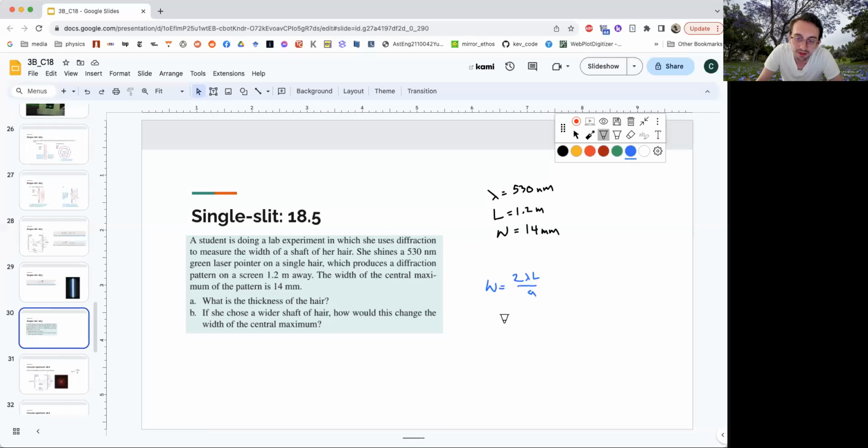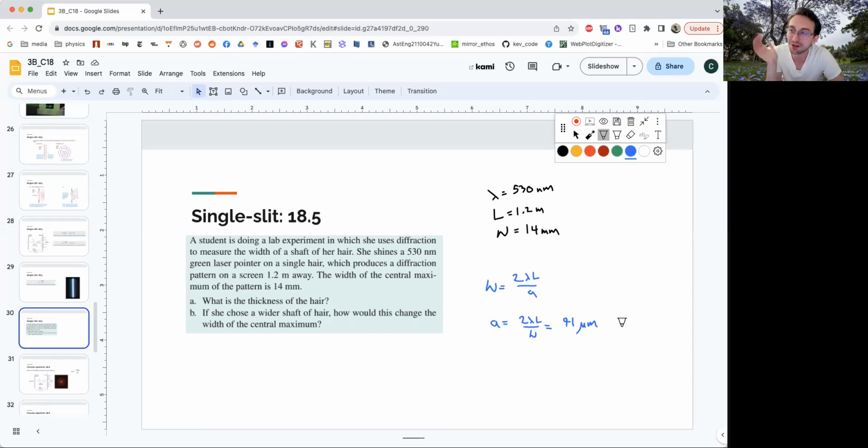And so they want the thickness, which is effectively the width of that small single slit. So that's a, which is 2 lambda L over W, by doing a little bit of algebra. And plugging in, I got 91 micrometers. So quite small, right? That's around 1/10 of a millimeter.